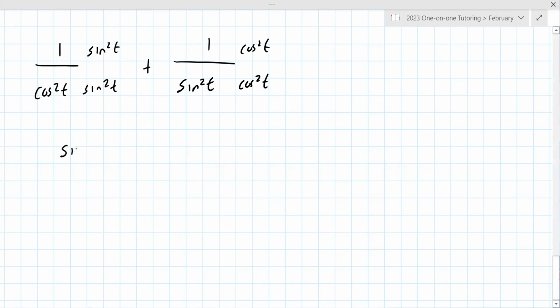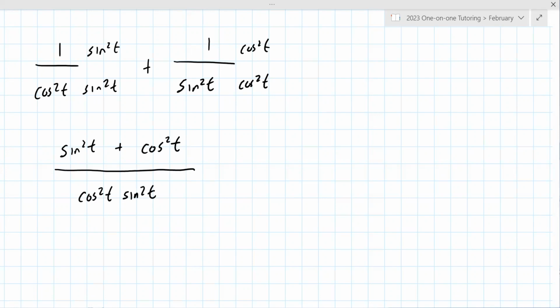So I assume this is what you meant, right? By multiplying them? Yeah. Okay, so the numerator you can combine because they have the same denominators. And now you should see something. Yeah, let me write this down.